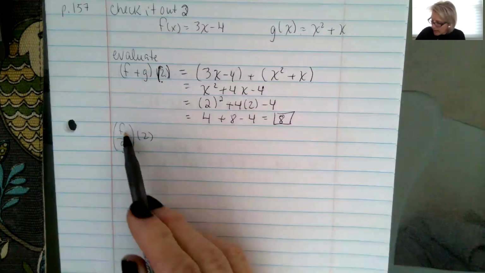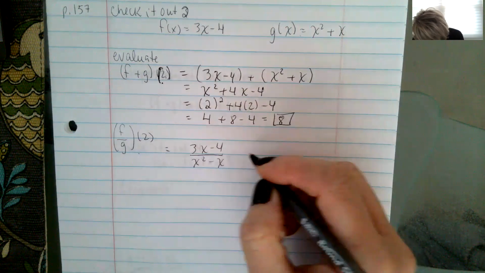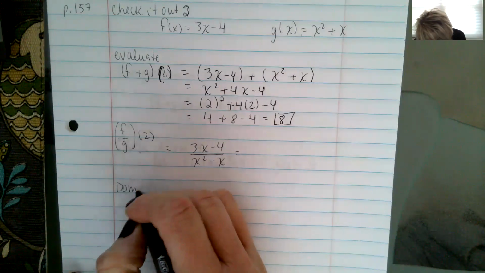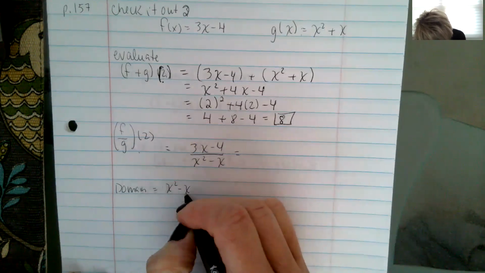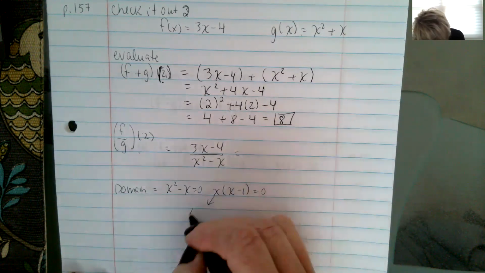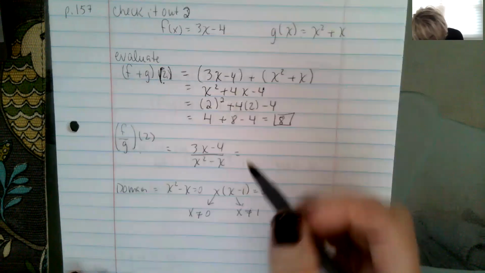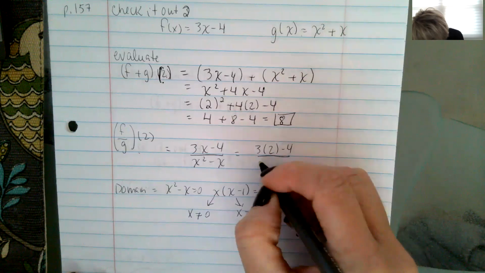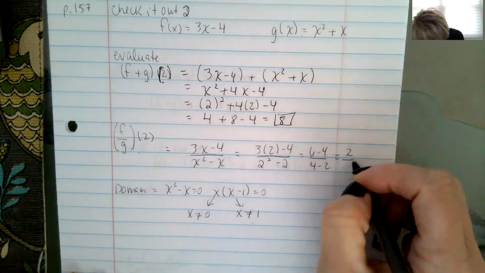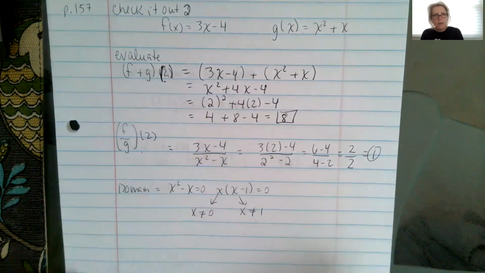So now we want to divide f divided by g. So we're going to take f and divide by g, x squared minus x, and evaluate that at 2. Now remember, the domain is the only thing that we have to be really concerned about. And that is when x squared minus x equals 0. So we have to factor out an x. So that means that x cannot equal 0, and then this cannot equal 1. So those are the only two issues, but we're evaluating at 2, so we should be fine. So 6 minus 4 over 4 minus 2, and we get 2 over 2 is 1. So there's our answer for that. So that's some of the algebra of functions.